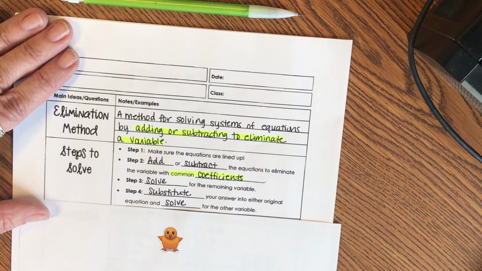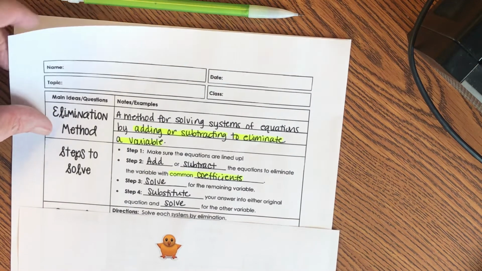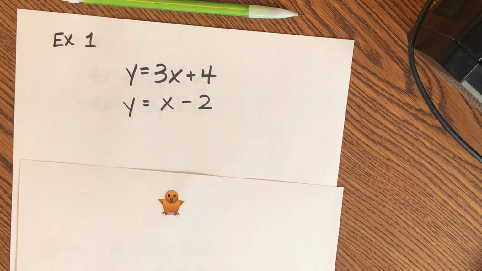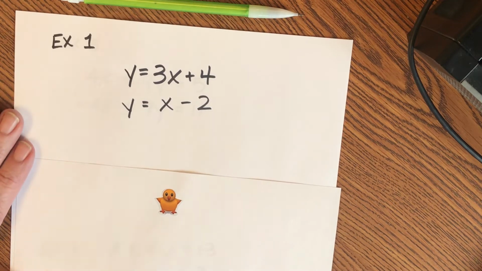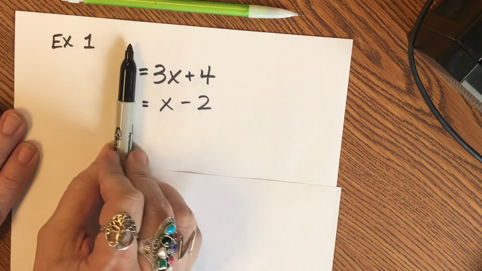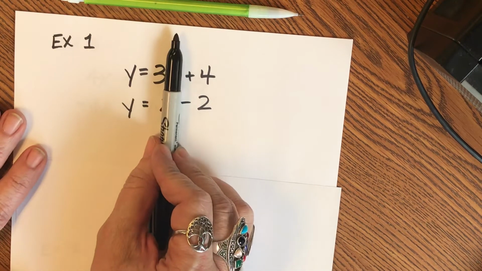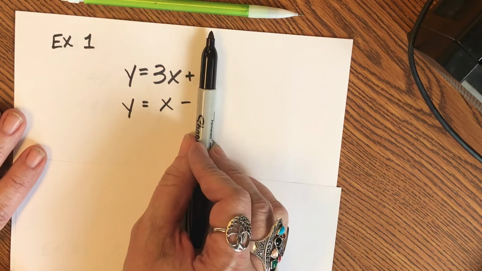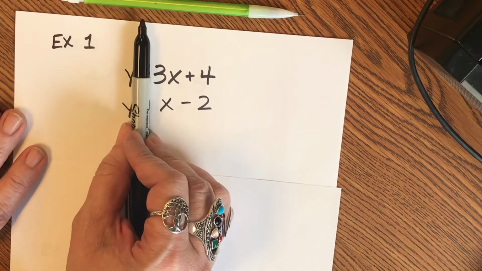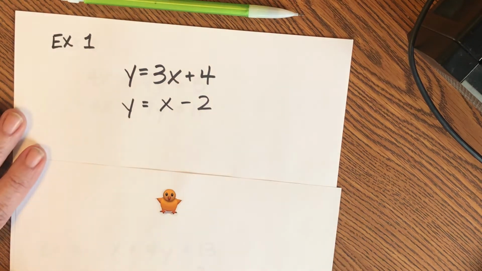Okay, so you ready to see what that looks like? My handy assistant and I are ready to show you. So here's a system of equations. It's already lined up. I have my y's in one column, I have my x's in this column, and I have my constant numbers in this column. And I have the equal signs lined up. So now I'm ready to eliminate. Your choice is addition or subtraction. Okay, just keep it simple.